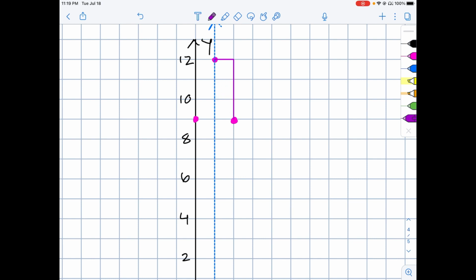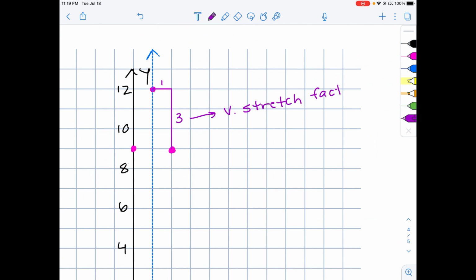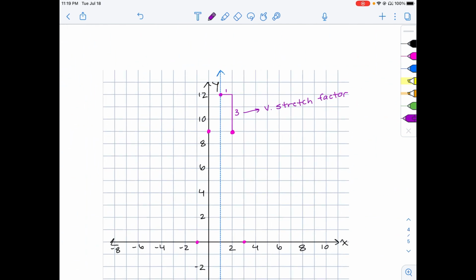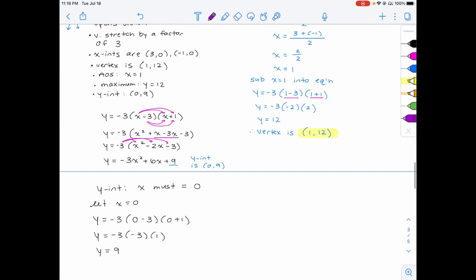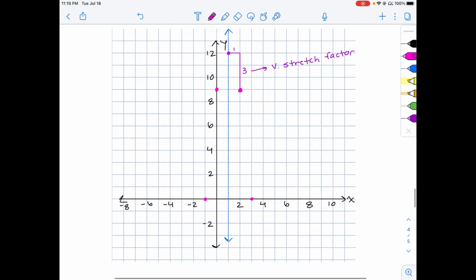So in this case, it's 3. Okay, so I'm always going over 1, up 3, and my first step there tells me what the vertical stretch factor is. Okay, so the vertical stretch factor is 3, which I already knew. I wrote that from my equation, but you can use that to help you create the graph as well, just to at least get your first step going. And the other pieces of information I have don't really help me to do anything at all. So now I just need to connect my points.